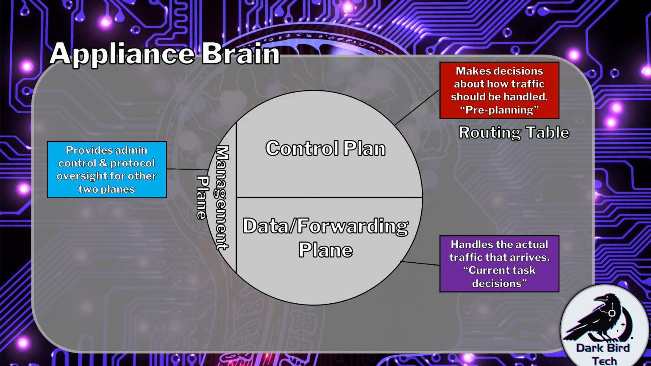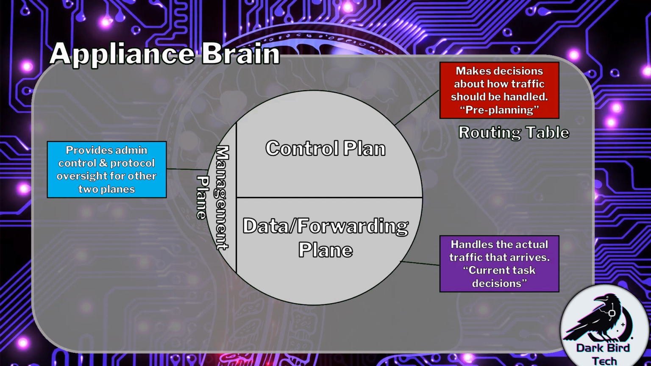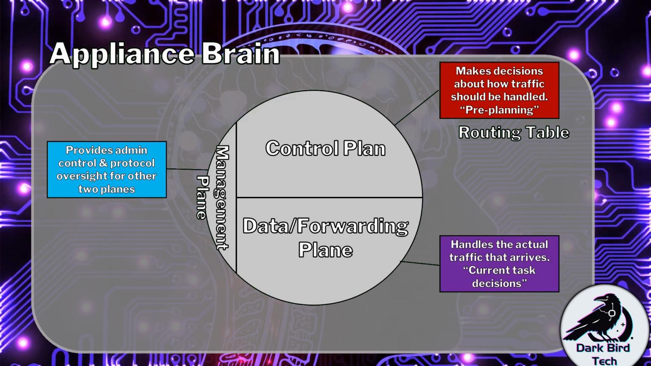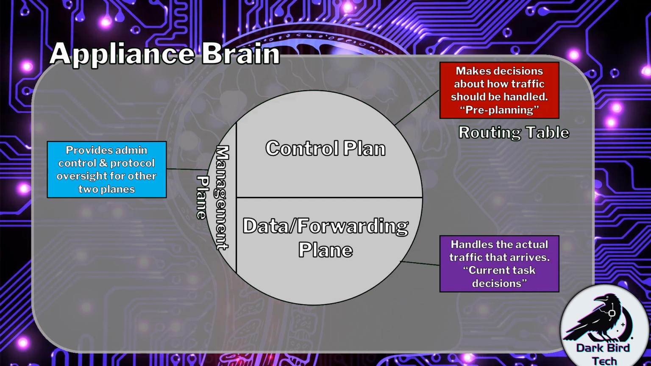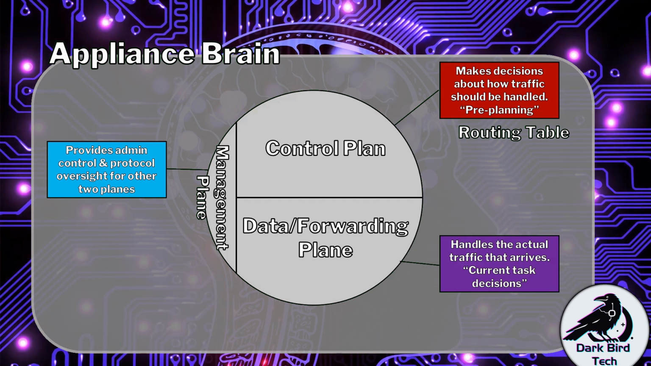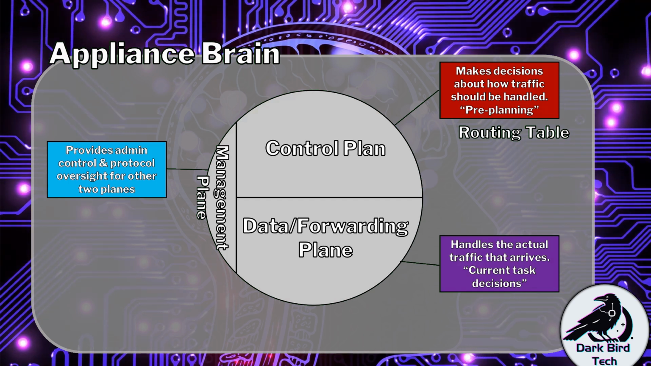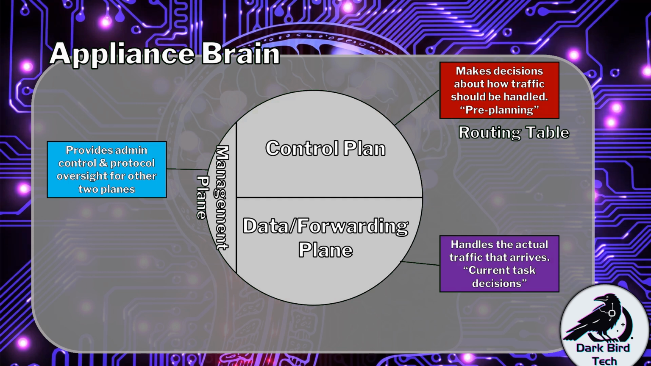It's sort of like when you're sitting at the office or at school and deciding, what am I having for dinner tonight? You can make that choice before you get to that point in time. Make that decision so that when it comes time to it, you know what to say, you know what to do. It's already been decided ahead of time. So that when the traffic does arrive and the data or forwarding plane has to deal with it, it already knows exactly what to do.